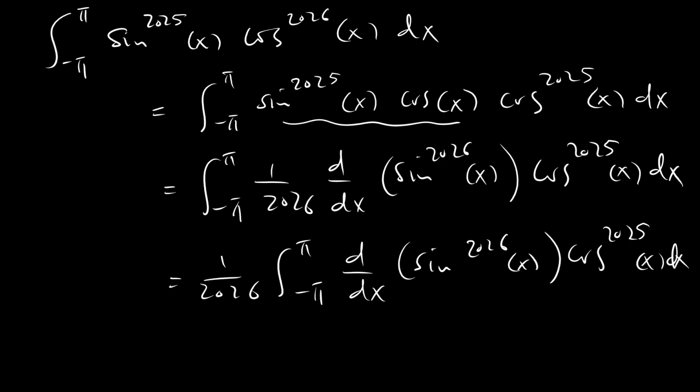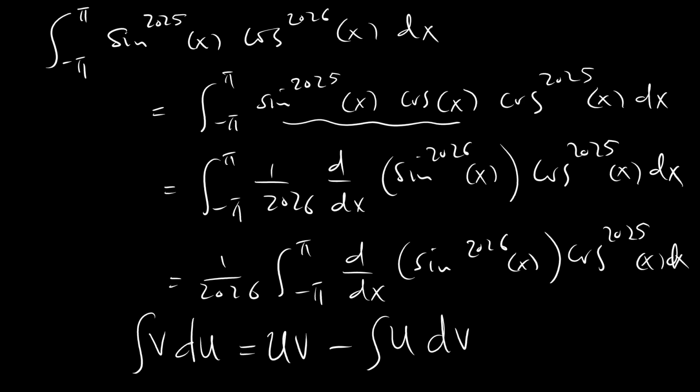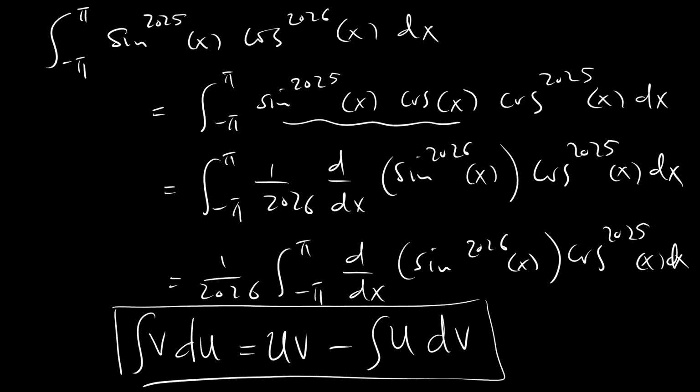Now, using integration by parts, such that if you have an integral of a product of function v and the derivative of function u, when you integrate that, you have a product of function u and v minus the integral of the product of function u and the derivative of function v. If you have interest, you can go and look at this topic, integration by parts.